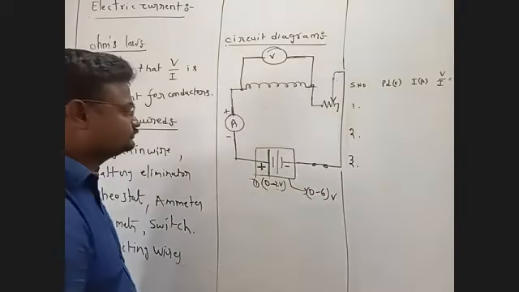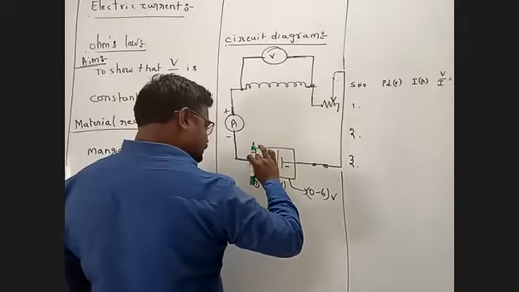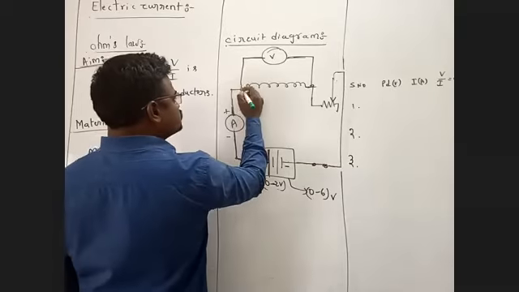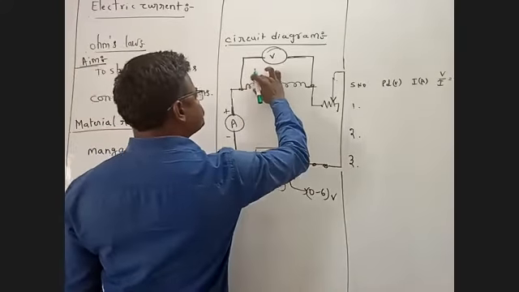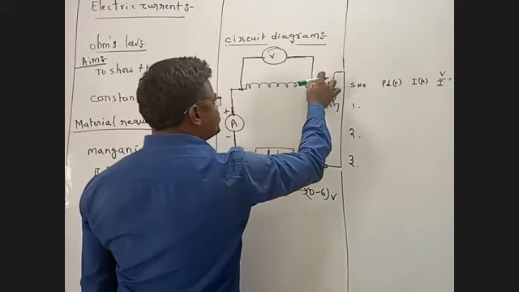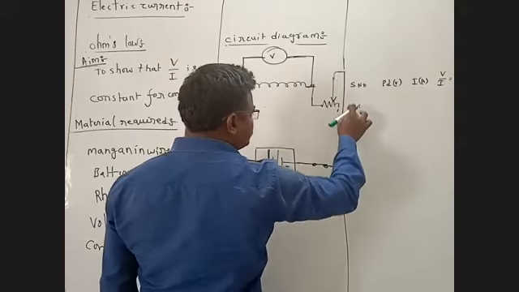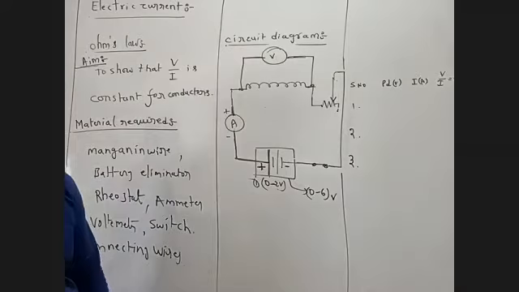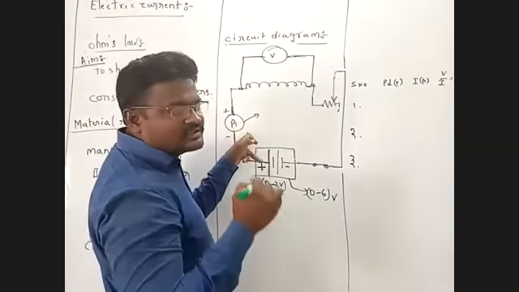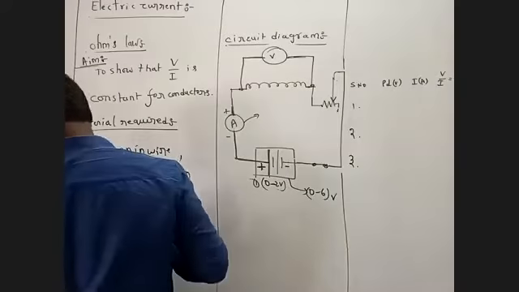The switch is closed. Current flows from higher potential to lower potential. Current flows through this wire and reaches this point. Some part of the current flows through this point and reaches this point. Both currents are combined and flow through this point. This is a resistor. This is an ammeter. It is used to measure current in a circuit.